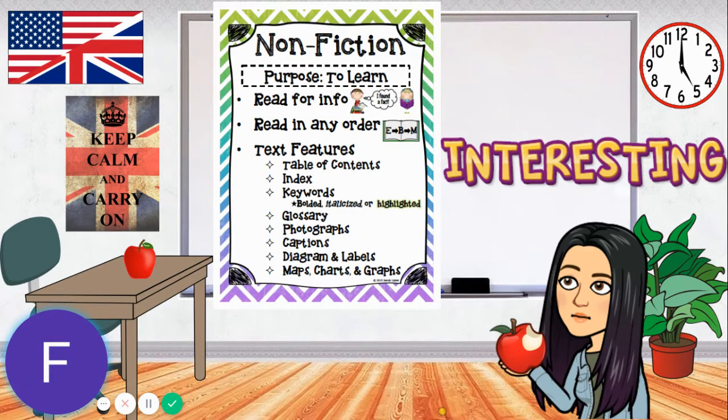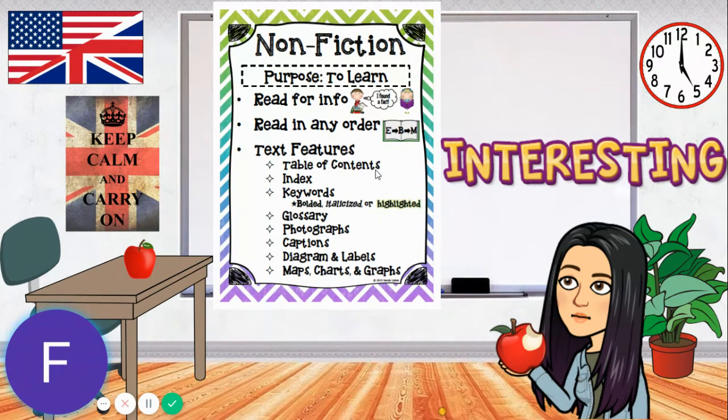Let's check the characteristics of non-fiction. The purpose of non-fiction is to learn. Read for information. Read in any order. It doesn't have a beginning, middle, and end. You can read it in any order you want.